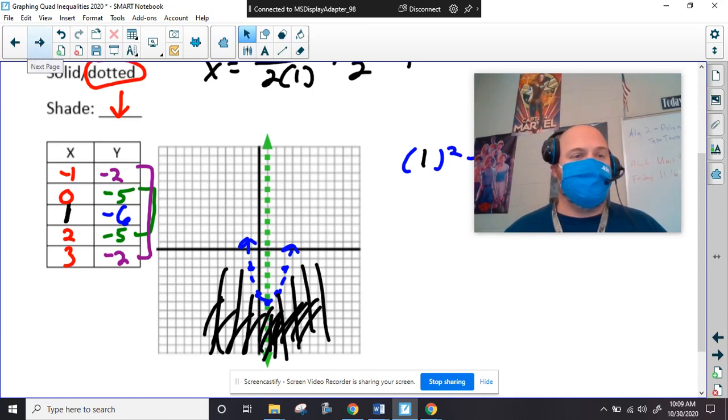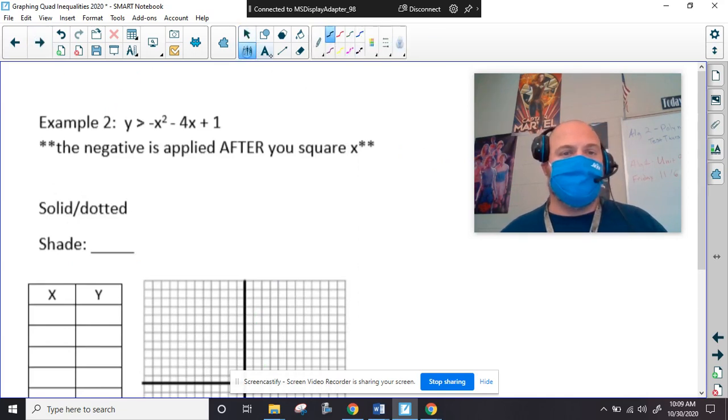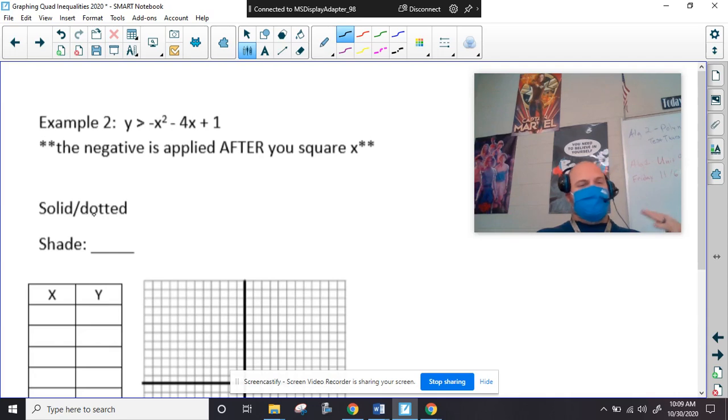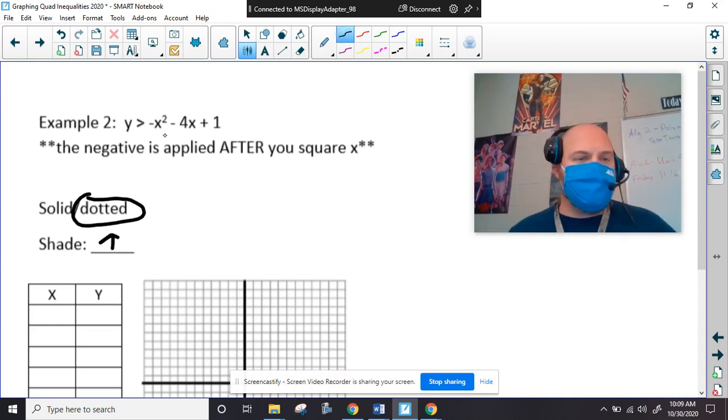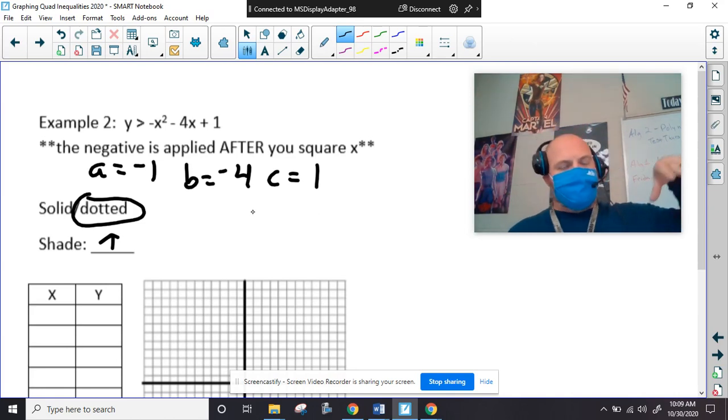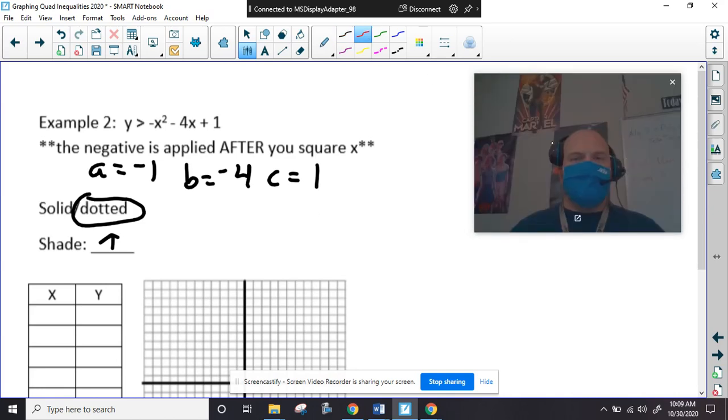Okay. Let's look at number 2. Is this going to be solid or dotted? Dotted. Which way are we going to shade? Up. We're going to shade up this time. So when we find our A, B, and C, A equals -1, B equals -4, and C equals 1. So we know that this is going to open down. This is going to be the frowny face.